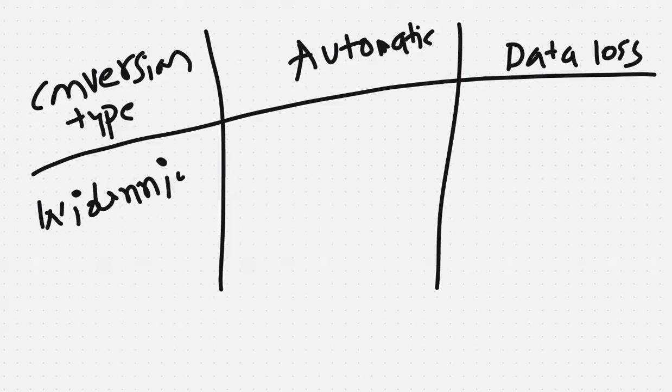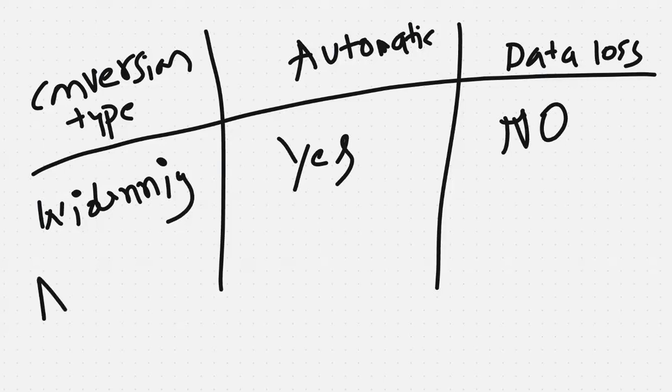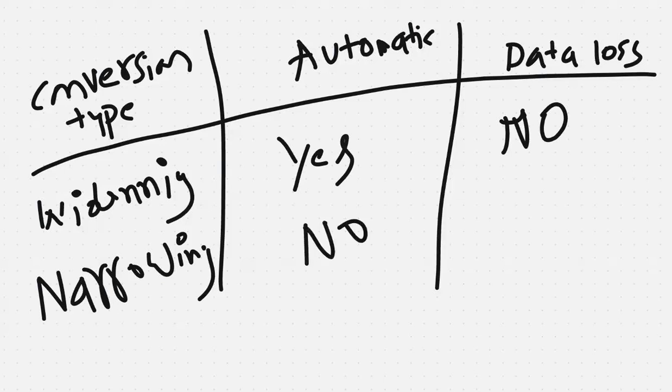Widening means implicit. Automatic conversion is done, yes. Data loss, no. Explicitly, that means narrowing. Automatic conversion, no. Data loss, yes.